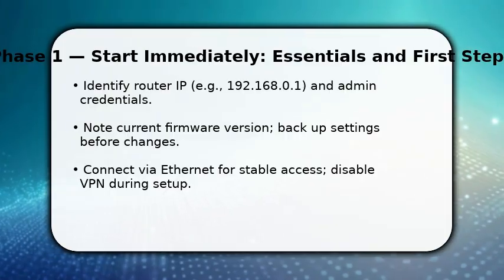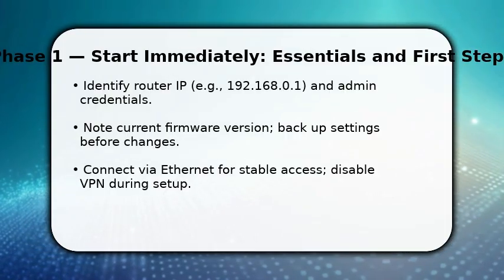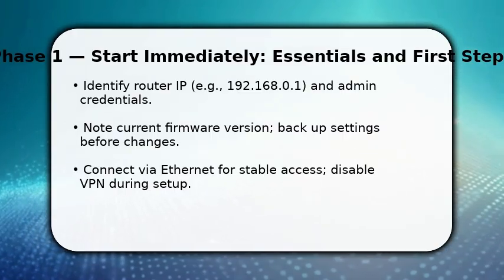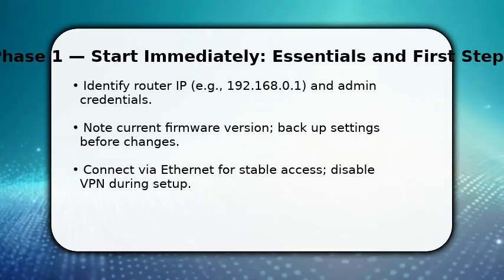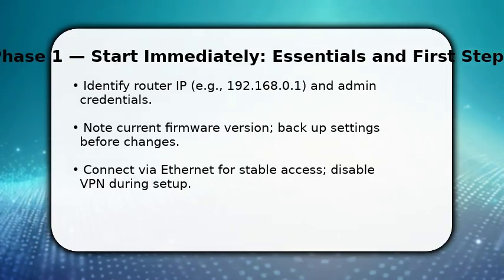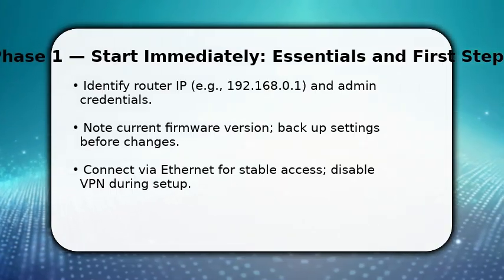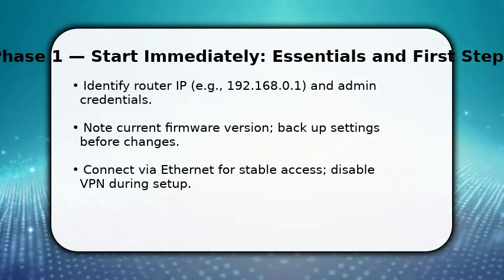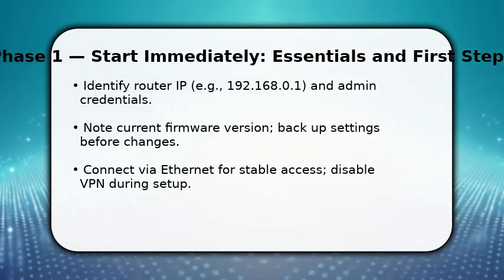Use the admin account, not a guest profile, because only admin privileges reveal QoS and bandwidth controls. Make sure firmware is up to date. Outdated firmware can hide options. Now navigate to the main status page to confirm device list and current WAN speed.